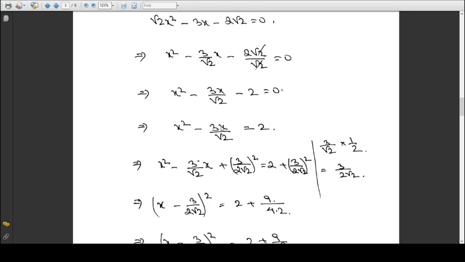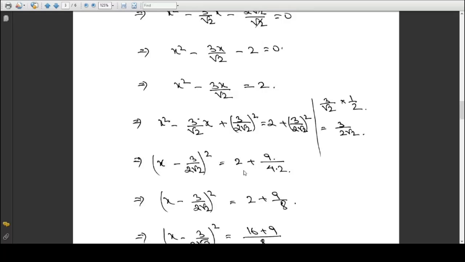Here x square minus 3x by root 2 added by 3 by 2 root 2 whole square on the left, plus 3 by 2 root 2 whole square on the right side. You have added this term on the left and on the right side. Now once you added this, the left hand side should be in the form of a minus b whole square, because minus is there in the middle. So x minus 3 by 2 root 2 whole square on the right side is equal to 3 square is 9, 2 square is 4, and root 2 square is 2.